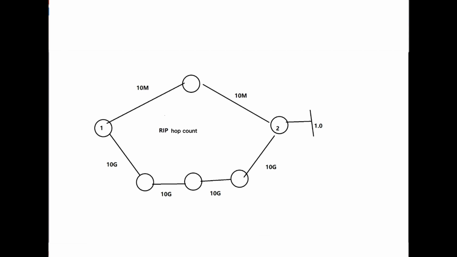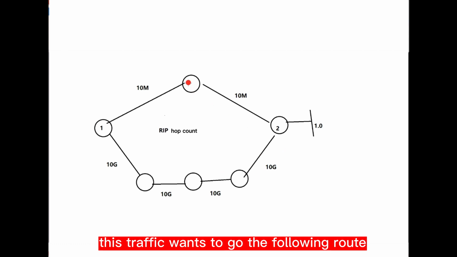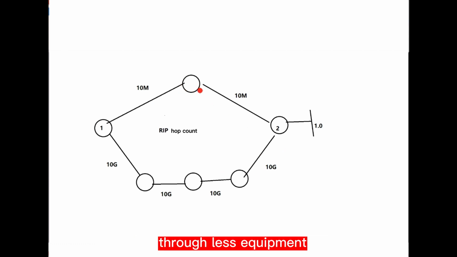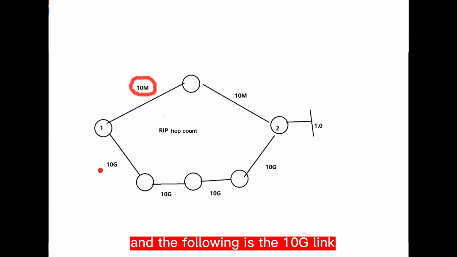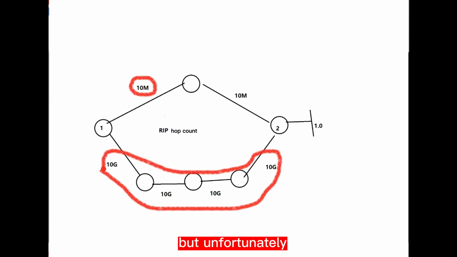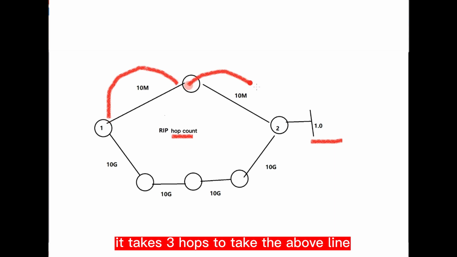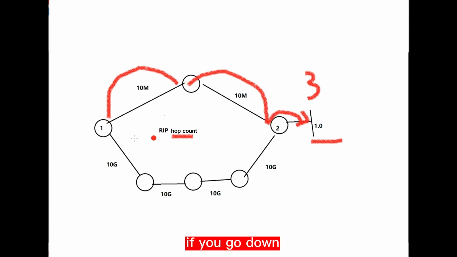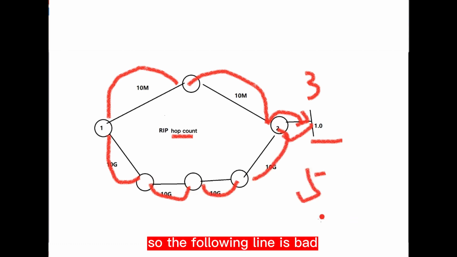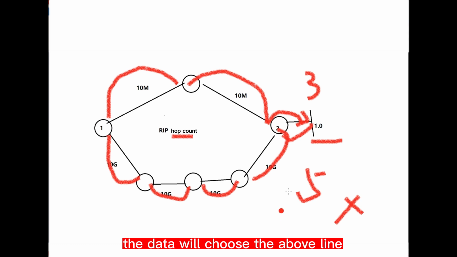At this point, you will definitely think that this traffic wants to go the following route. Although the above line passes through less equipment, it's only 10 megabytes, and the following is the 10G link. But unfortunately, RIP selects the optimal path based on the number of hops. For data going to network segment 1.0, it takes 3 hops to take the above line. If you go down, there are 5 hops. So the following line is bad, and the data will choose the above line.